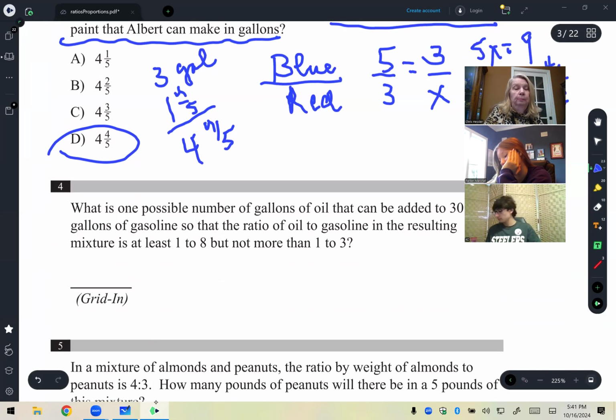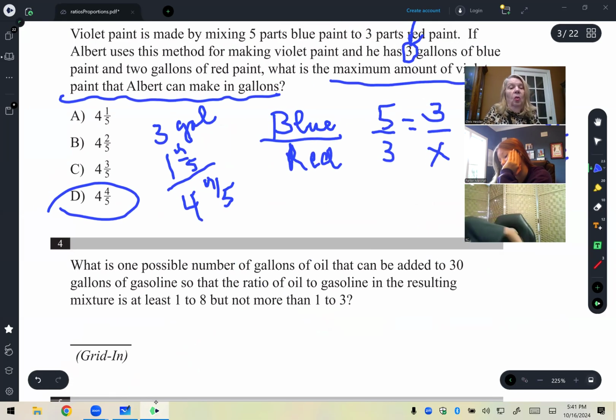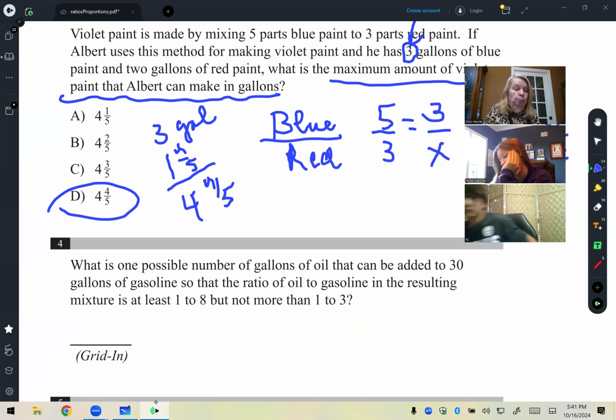So here's another one, a little bit tricky. What is one possible number of gallons of oil? So we're doing oil to gas.